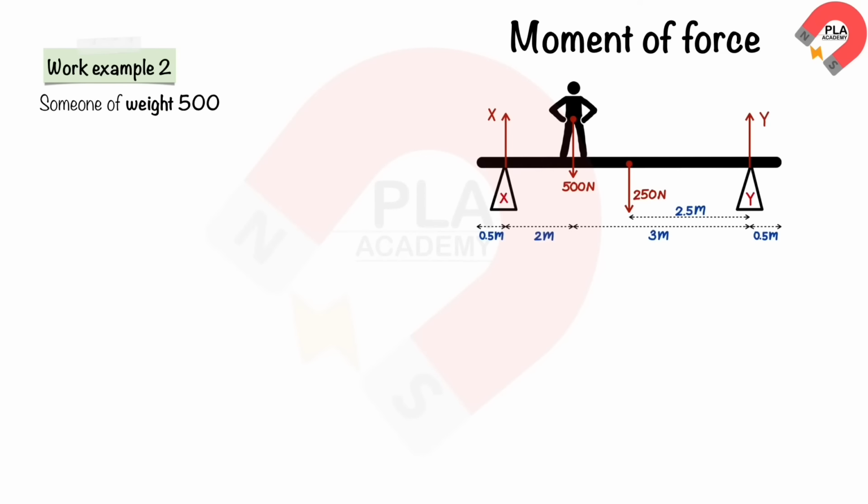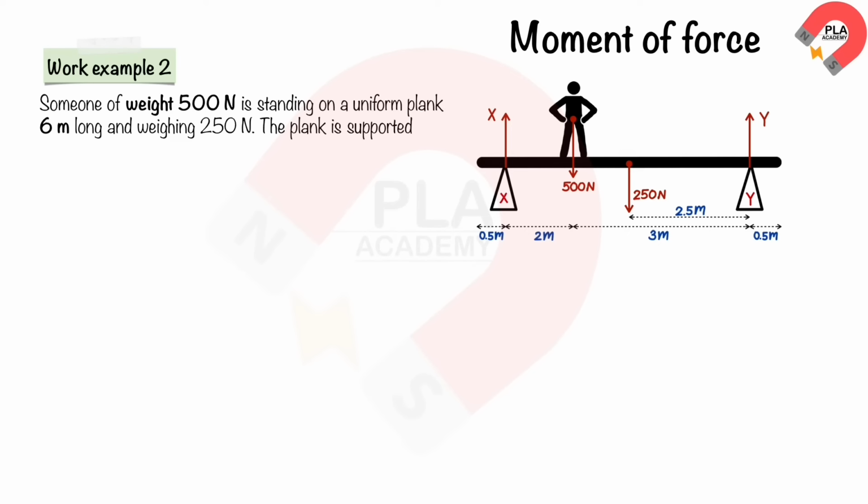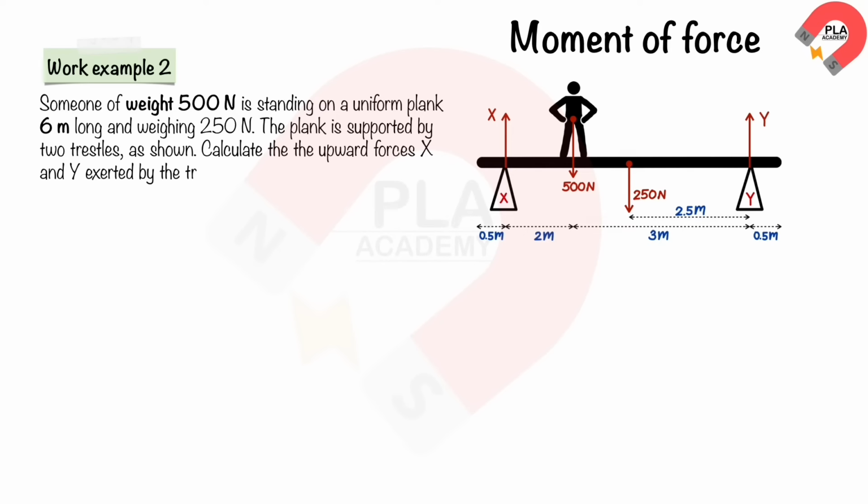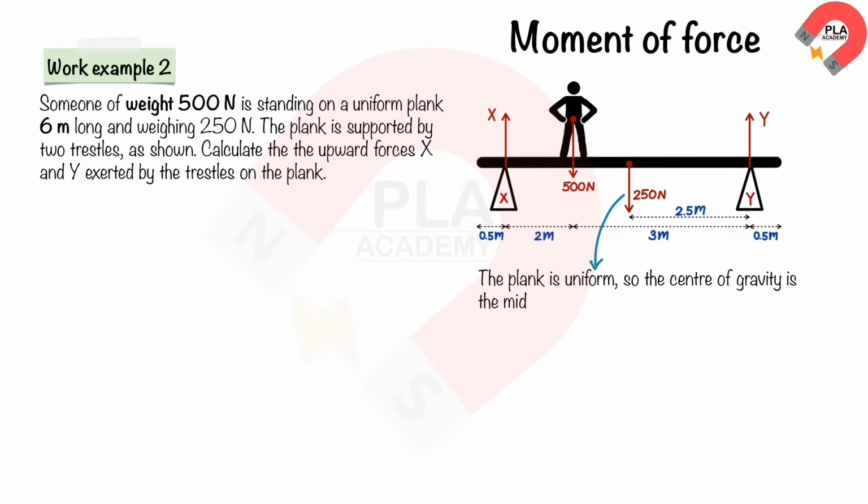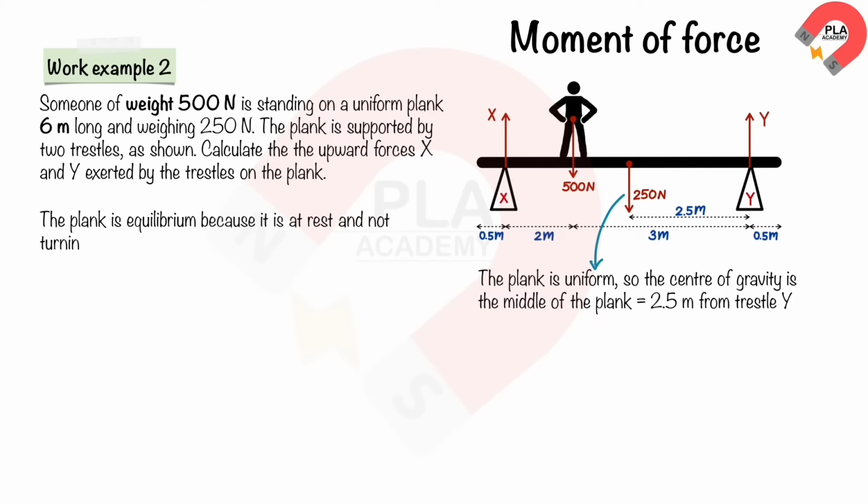Someone of weight 500 newtons is standing on a uniform plank 6 meters long and weighing 250 newtons. The plank is supported by 2 trestles as shown. Calculate the upward forces X and Y exerted by the trestles on the plank. The plank is uniform, so the center of gravity is the middle of the plank, which equals 2.5 meters from trestle Y. The plank is in equilibrium because it is at rest and not turning.